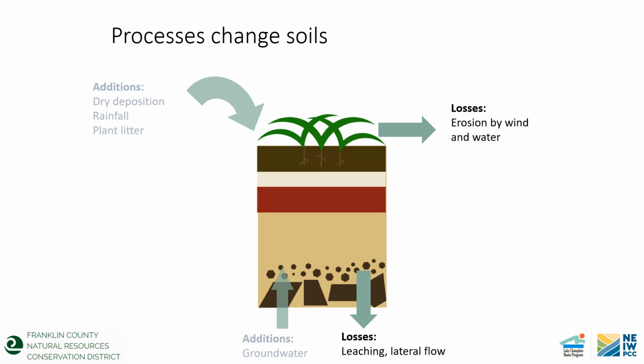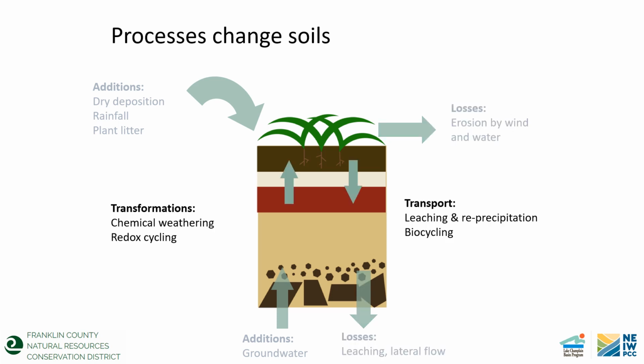Soils also lose material. This can happen through wind or water erosion, or through leaching losses, in which dissolved chemicals in soil are lost as the water moves downwards through the profile, bringing those chemicals with it.